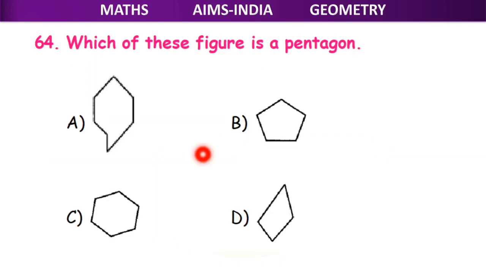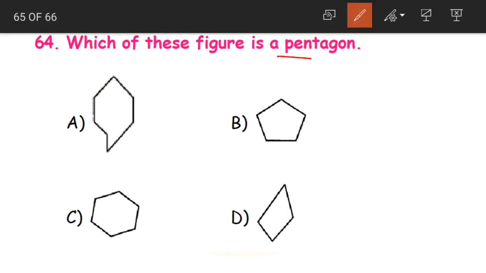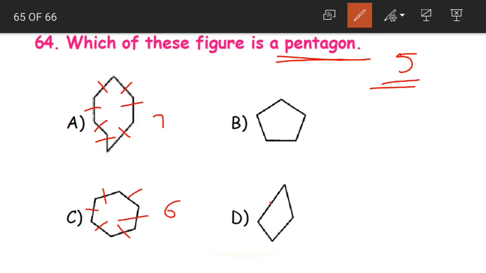And coming to the last question, children, from our chapter geometry, which of the following figures is a pentagon? Pentagon is a figure with 5 sides. So when you see any figure with 5 sides, it will be called a pentagon. So count the number of sides. 1, 2, 3, 4, 5, 6, 7. 7 sides. Option C, 1, 2, 3, 4, 5, 6. 6 sides. Option D has 4 sides and option B has 5 sides.